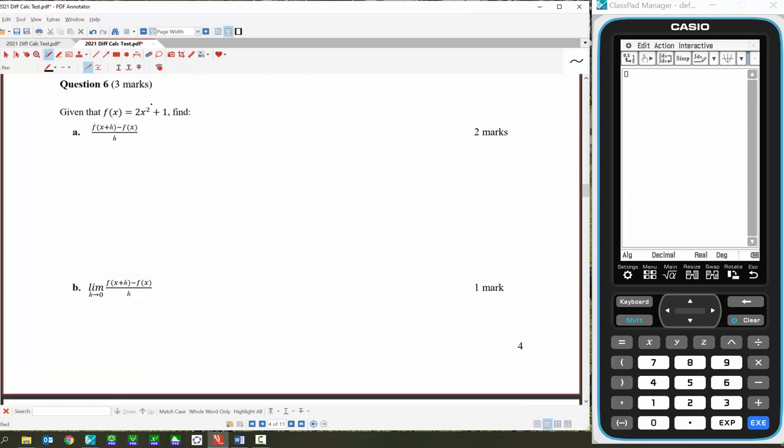Okay, given that f of x equals that, find this. So basically, this is working out the gradient between 2 points, x plus h and x. Okay, so what we'll do is just pop them in. So we've got 2x plus h squared plus 1, take away 2x squared plus 1 over h. All right, we'll expand the perfect square.